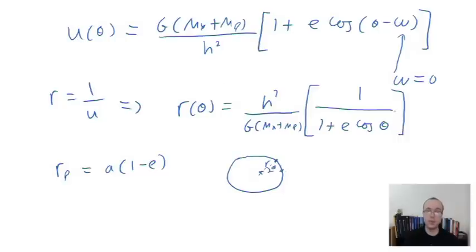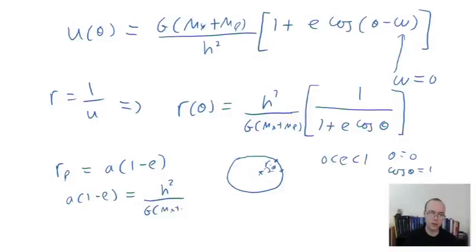In fact, the equation in this form here is already the equation of an ellipse, so long as this constant down here, e, is between 0 and 1. So if we plug in theta equal to 0, in which case, recall that cosine of theta is equal to 1, then we find that a times 1 minus e is equal to h squared over G times the mass of the star plus the mass of the planet, times 1 divided by 1 plus e. We can then multiply by this and multiply by this to get that h squared is just going to be a times 1 minus e squared, times G, times the mass of the star plus the mass of the planet.